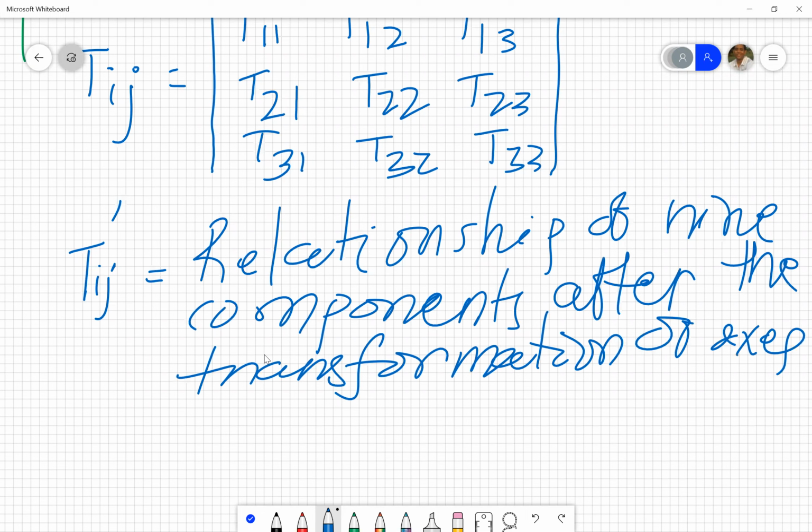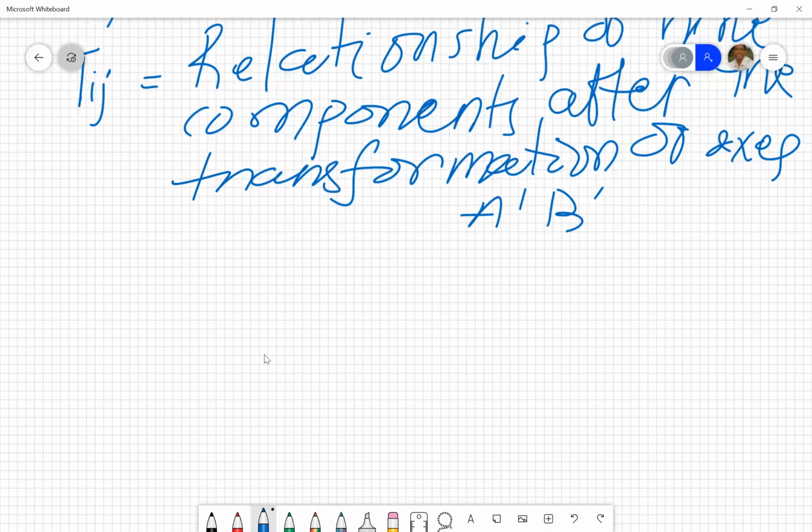So how can we relate that T dash Ij? Otherwise, we can say this is A dash B dash also. If we write A dash B dash in that format, we are already using the suffixes Ij, the two suffixes. So what is the best method of writing these suffixes after the transformation?